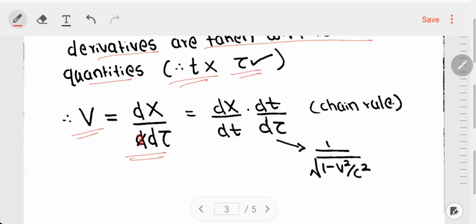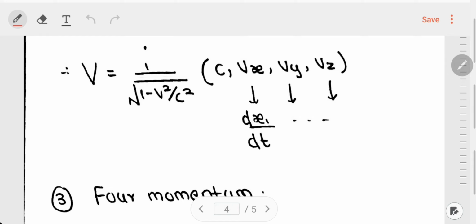And from the previous slide, we know that dt by d tau is nothing but 1 over under root 1 minus v square by c square, that is our gamma. Okay, so moving further, I have factored this gamma factor out, the Lorentz factor out, and these are the 4 components in the velocity 4 vector. Obviously, we have to multiply each and every component with this Lorentz factor gamma.